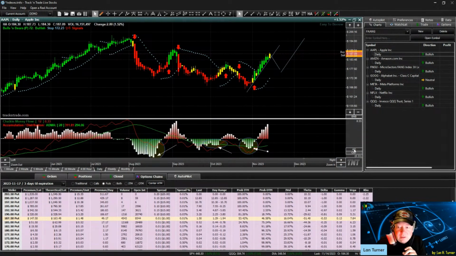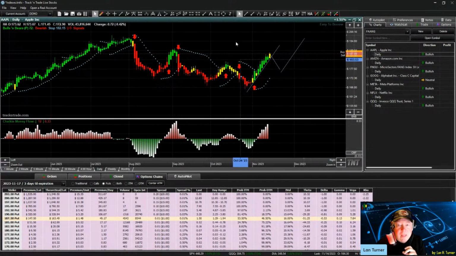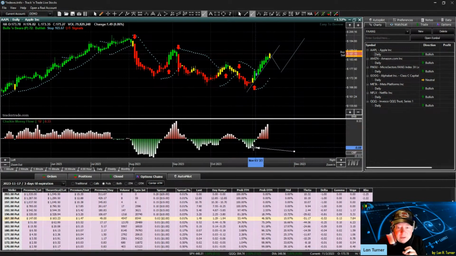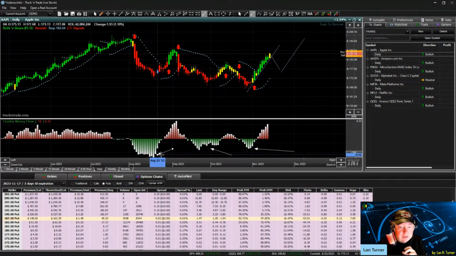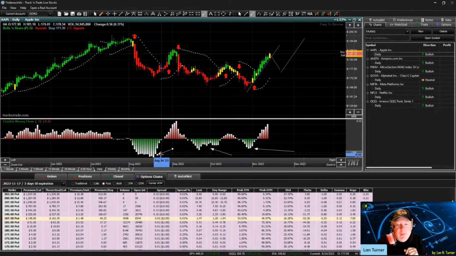Let's remove that for a second. So this is where we want to be buying our options: right as this thing bottoms out, curls, and starts to rally. That's where we want to be buying our options.